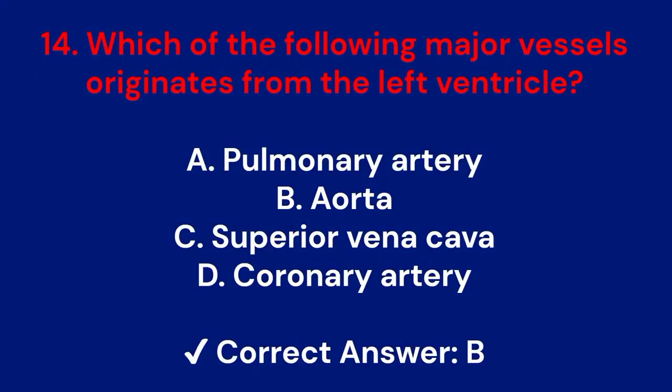14. Which of the following major vessels originates from the left ventricle? A. Pulmonary artery, B. Aorta, C. Superior vena cava, D. Coronary artery. Correct answer: B. Aorta.